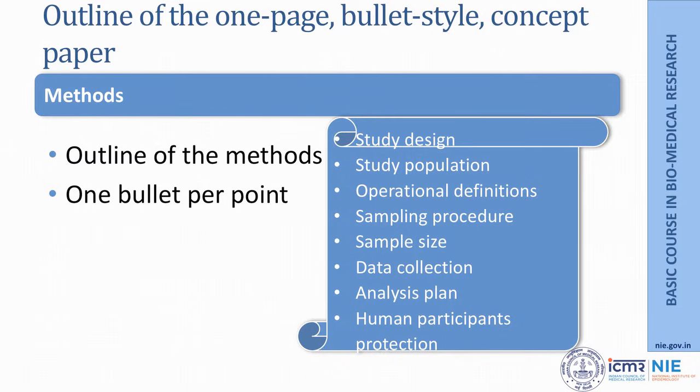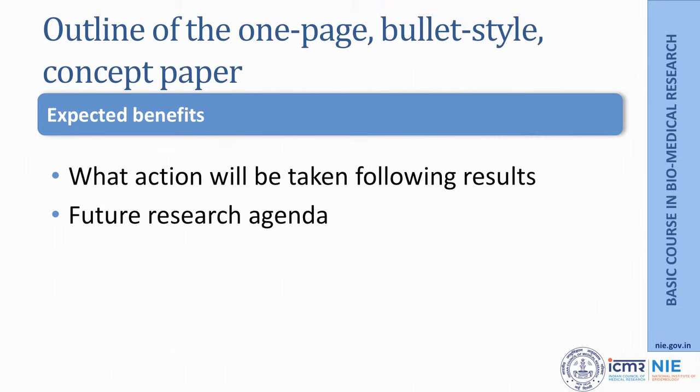The next section is on expected benefits. As you have listened from the earlier session, the research question is to be answered. There are two aspects of benefits that we look forward in answering the research question. One, what action will be taken following the results? Second, what is the future research or planning or policy agenda as a result of these findings?